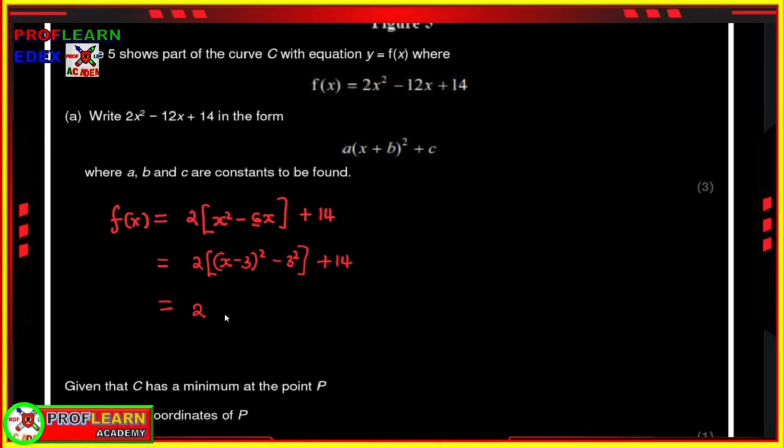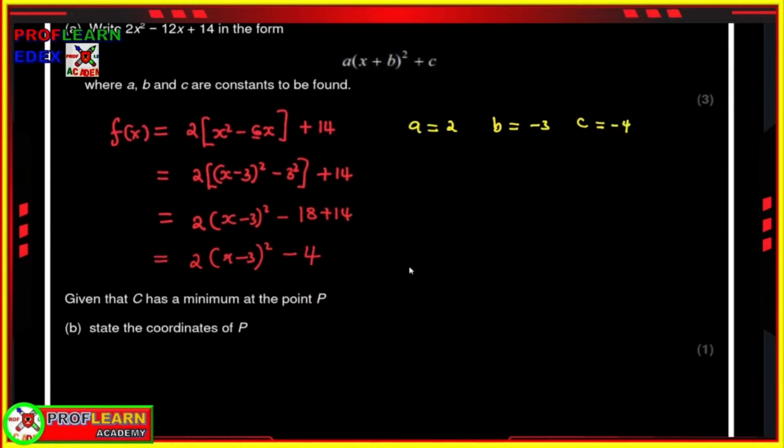Okay, then now we can open the bracket. Since 3 squared is 9, and then there is a 2 outside the bracket, so that will be minus 18 plus 14, and that simplifies to negative 4 at this point. So this is the form that was expected, and if you are supposed to state the values of a, b, and c, these are the values: a is 2, b is negative 3, and c equals negative 4.